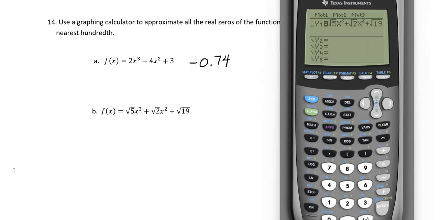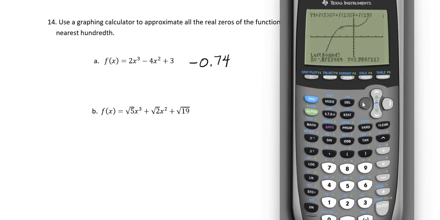There's problem B that I have typed into my calculator. I'm going to look at my graph. And I can see that my window is already set like I need it to be. So from here, I'm going to hit second trace. I want to find my 0.